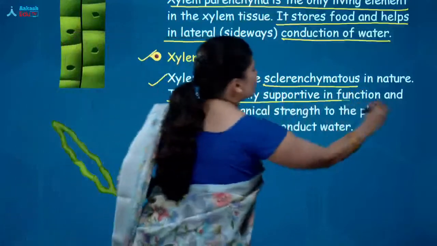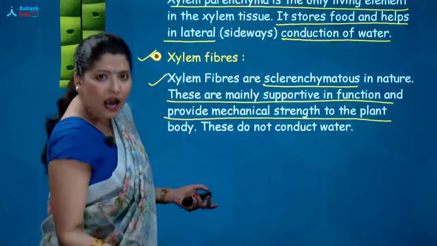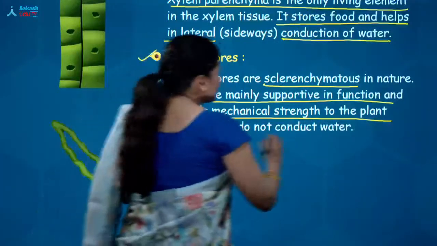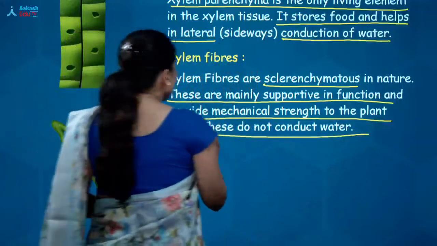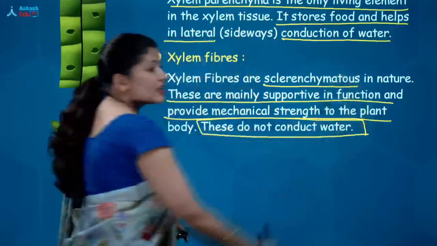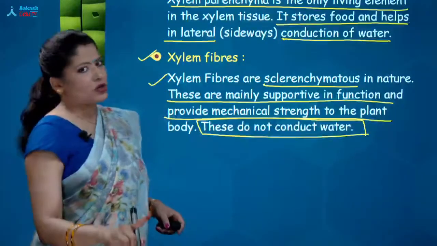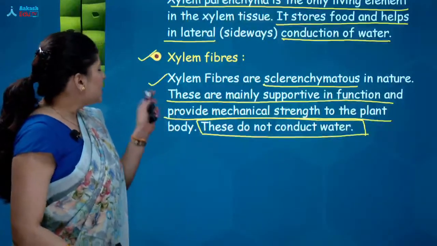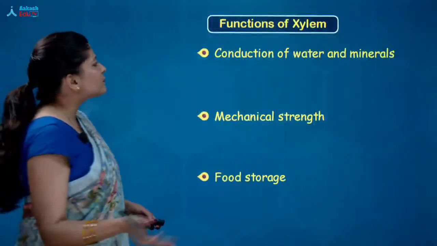These are mainly supportive in function and provide mechanical strength to the plant, right? These do not conduct water. Always remember this point. What is the main function of xylem fiber? To provide strength, not to conduct water. Always remember this point. So this is about the four kinds of elements. What is the function of xylem tissue?